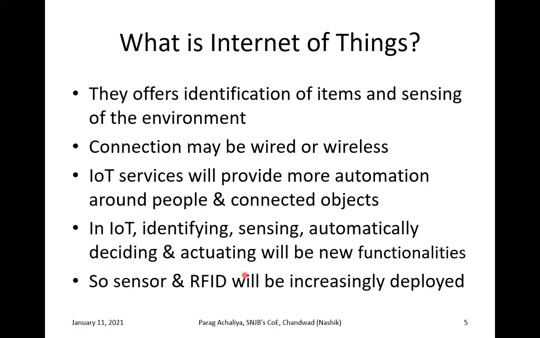These are the new functionalities in case of IoT. So sensors and RFID will be increasingly deployed. To execute these functionalities, that is identifying, sensing, deciding and actuating, you will require either sensors or RFID. So the use of sensors and RFID is going to increase in IoT because of these 4-5 functionalities. Remember this.